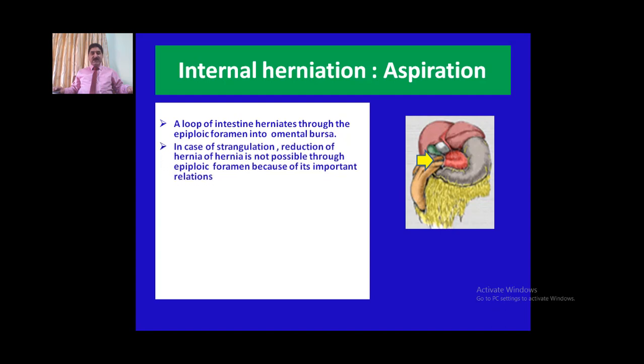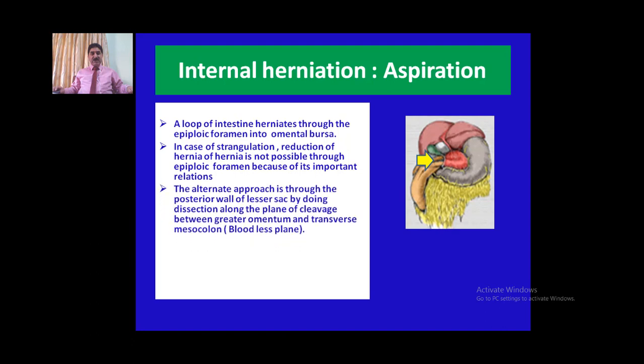In case of strangulation, reduction of the hernia is not possible through the epiploic foramen because of its important relations. The structures in the free margin of the lesser omentum are: anteriorly and to the right is the CBD, anteriorly and to the left is the hepatic artery, and posteriorly is the portal vein. The posterior boundary of the foramen is formed by the inferior vena cava. So it is not possible to surgically increase the dimensions of the epiploic foramen. So in case of strangulation, reduction of hernia is not possible through the epiploic foramen because of its important relations.